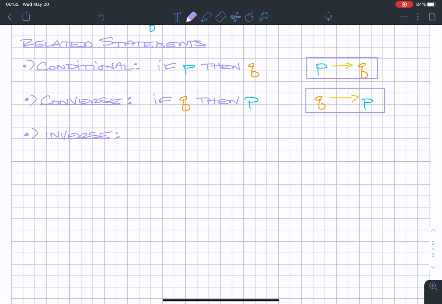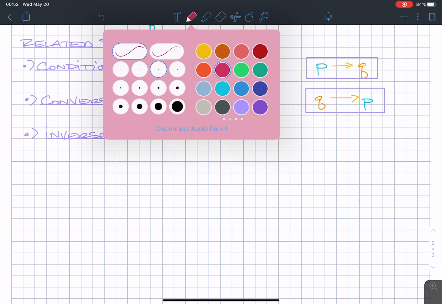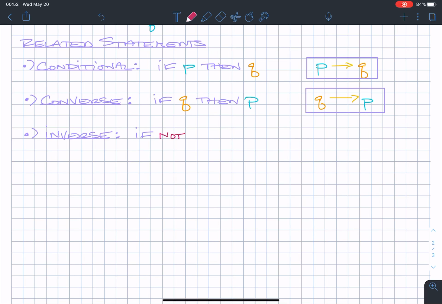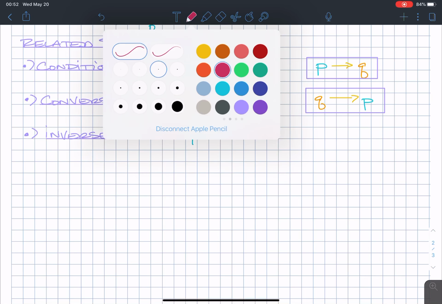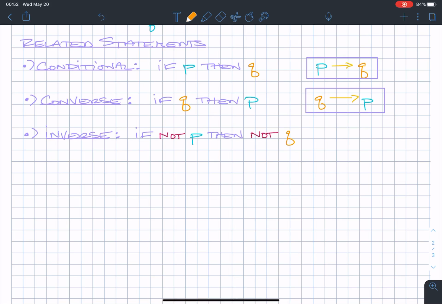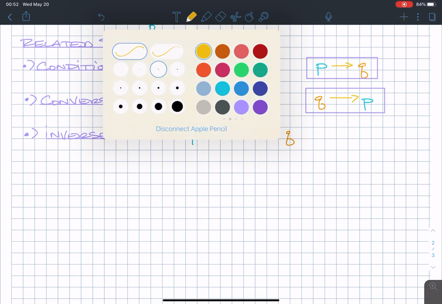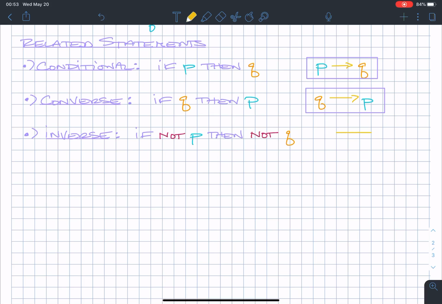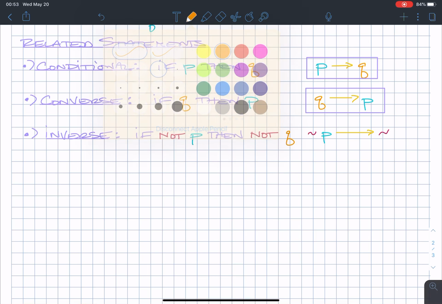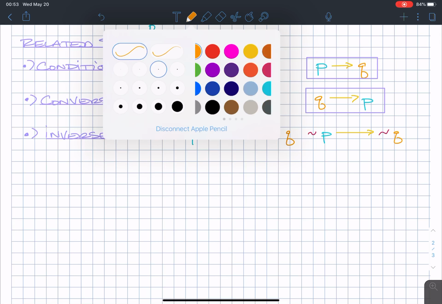Okay, so the next related statement would be the inverse. So the inverse is if not P, then not Q. So if not P, then not Q. Okay, so we know it's going to be related by an arrow, of course. But we have not P. So if not P, then not Q. So this is the inverse.